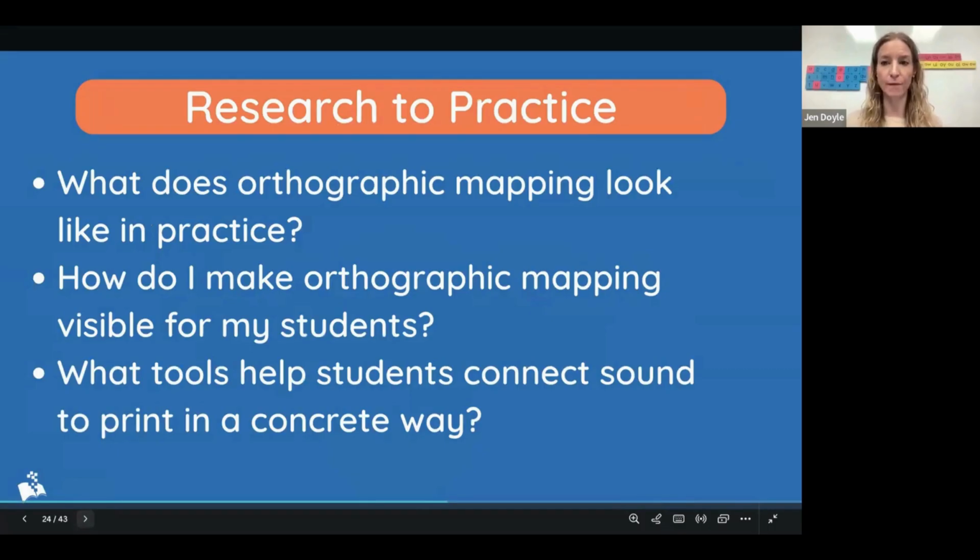So what does orthographic mapping look like in practice? You'll get to see a lesson in action using these magnetic letters. You'll get to see how orthographic mapping becomes visible for students through using these letters. Because when we hear a word out loud, it just disappears and it's gone. But when we're putting it out on the magnet board, students can visibly see it. And then we'll talk all about how these tools make it a very concrete, tactile approach to learning.